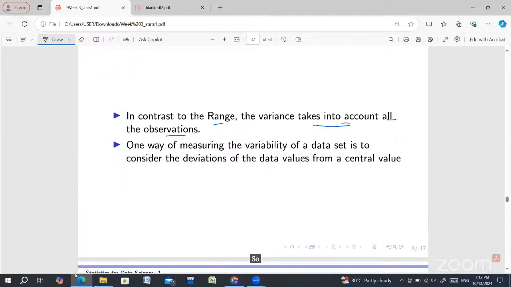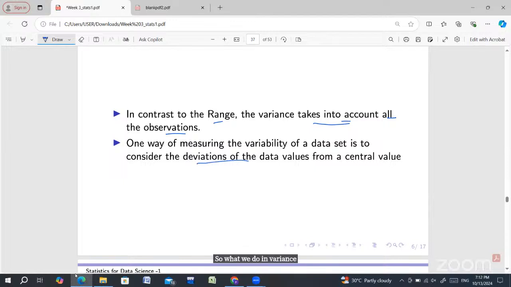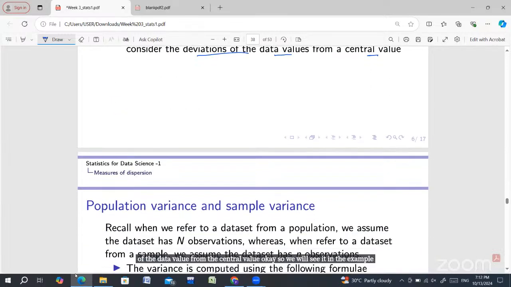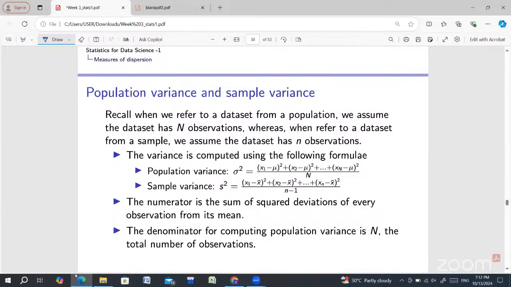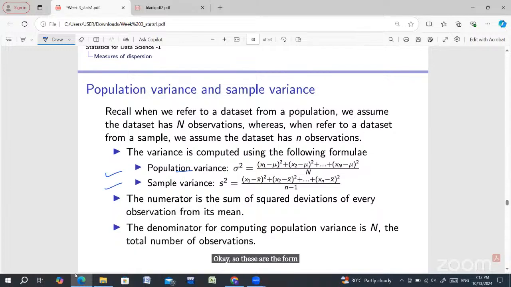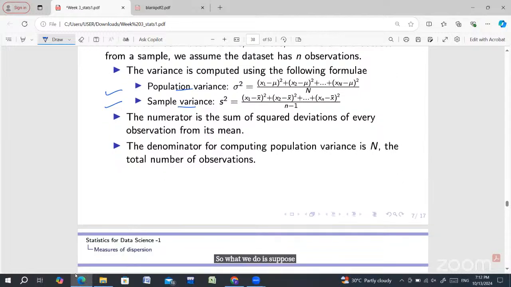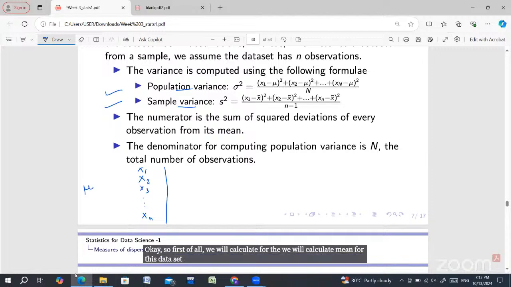In variance, we consider the deviations of the data values from the central value. We will see it in the example. These are the formulas for the population variance and sample variance. Suppose we have a number of observations, so we can make a table like this: x1, x2, x3 up to xn. First of all, we will calculate the mean for this data set.